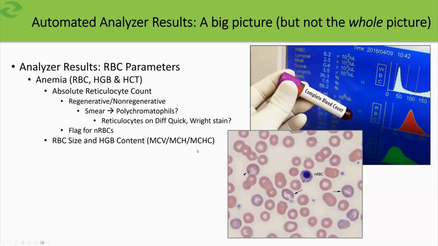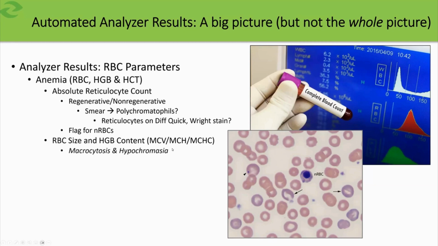Other parameters provided by the automated analyzer include the red blood cell size, which is the MCV, as well as the hemoglobin content, MCH, mean cell hemoglobin, and MCHC, mean corpuscular hemoglobin concentration. I tend to put a little bit more weight on the MCHC. However, MCH should follow MCHC and vice versa. But this value tends to be a little bit more accurate, especially with the in-house analyzers.